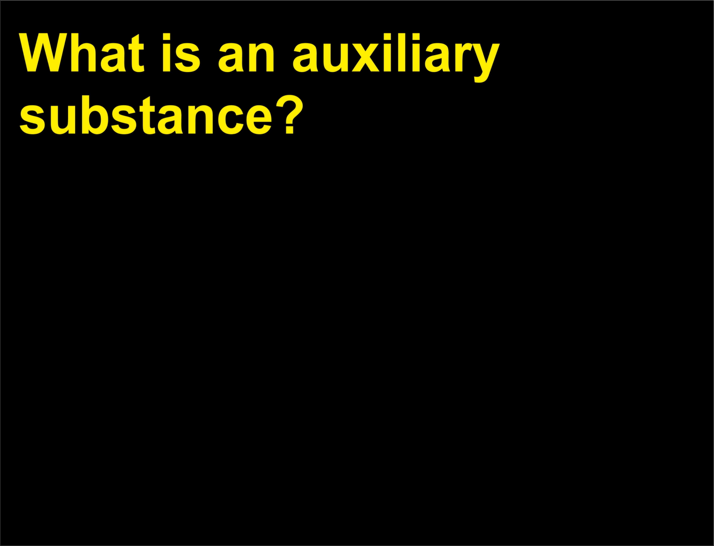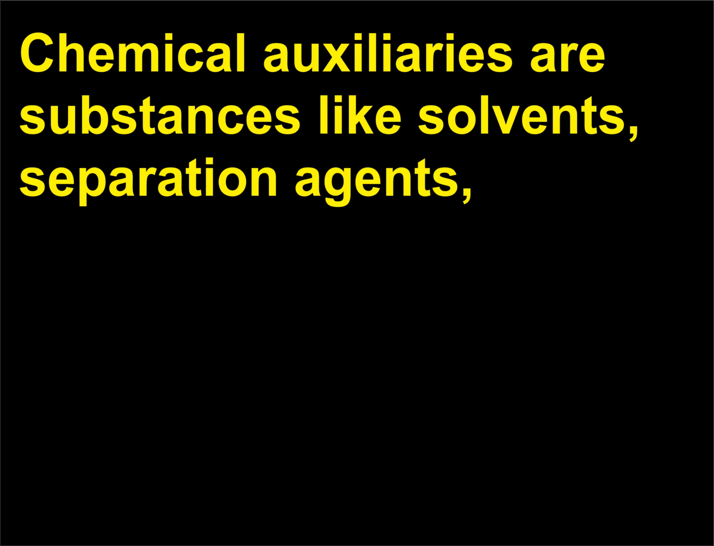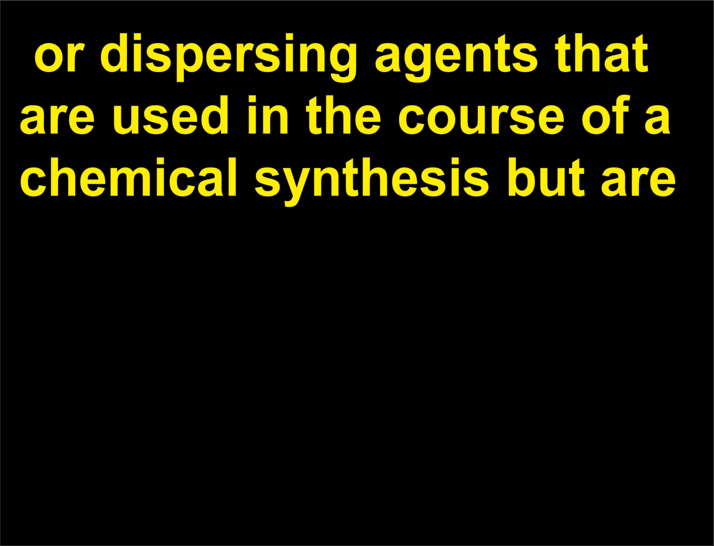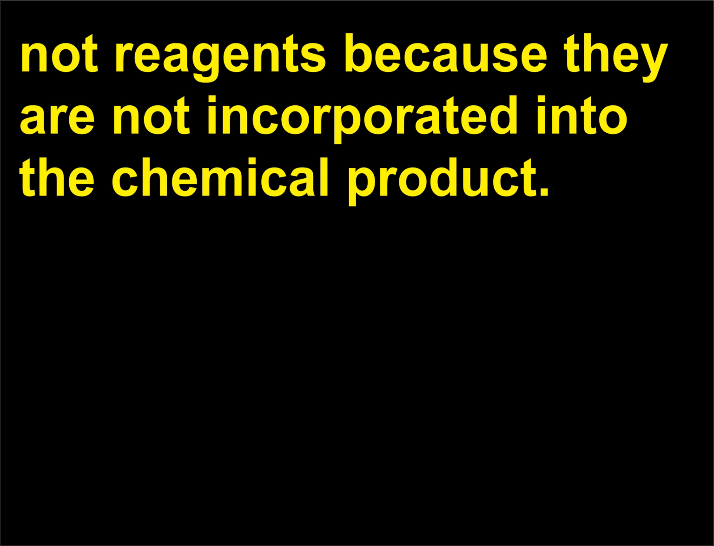What is an auxiliary substance? Chemical auxiliaries are substances like solvents, separation agents, or dispersing agents that are used in the course of a chemical synthesis but are not reagents because they are not incorporated into the chemical product.